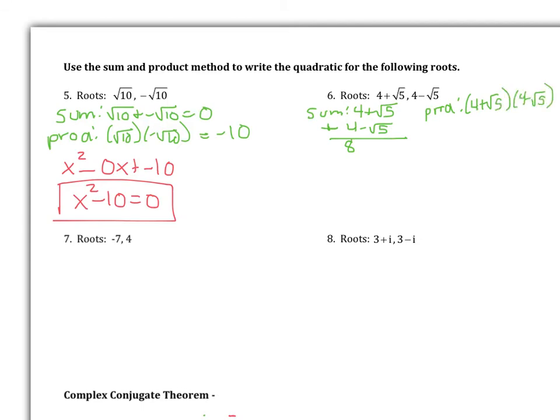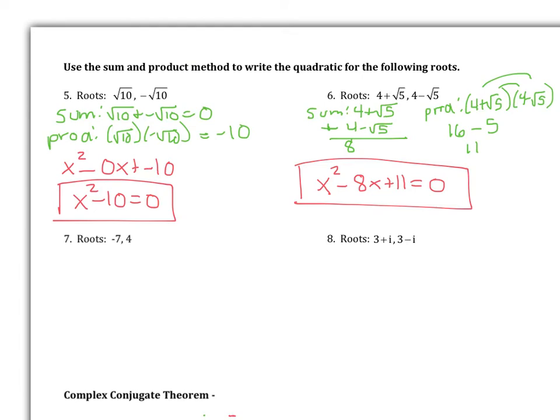Now, this is the time that because they're conjugates, the outside and the inside cancel out. Plus 4 root 5 and minus 4 root 5 goes away. And then last, root 5 times negative root 5 is minus 5. 16 minus 5 is 11. So using the formula here, we get x squared minus 8x plus 11 equals 0.